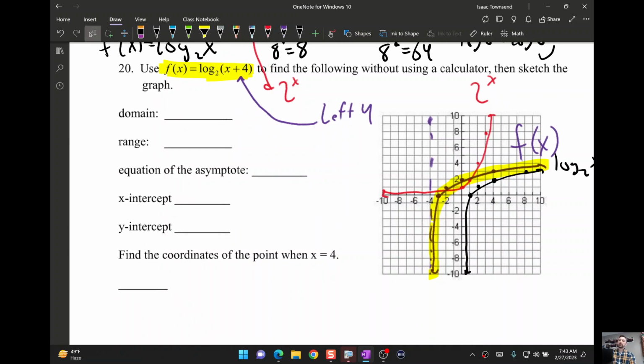Okay, now that I've got that in front of me, I can see his domain. Describe the x values that it approaches. Approaches -4 on the left and infinity on the right. Range, describe the y values. He goes down forever, and he does go up slowly here, but he does go up forever.